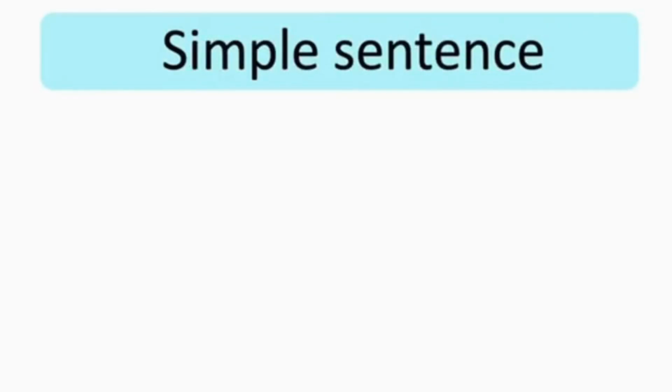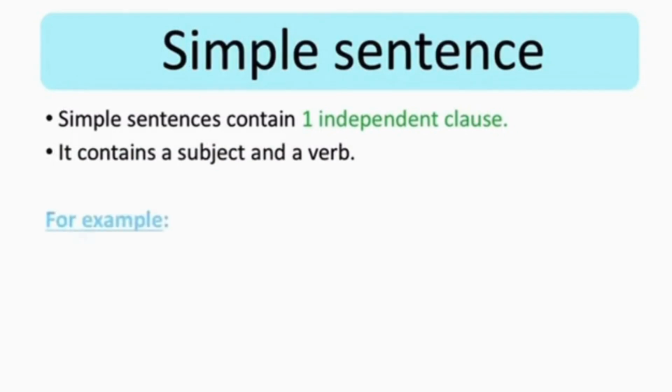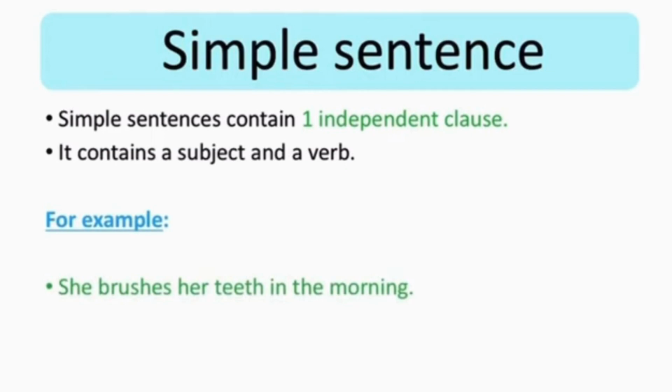Simple sentence. Simple sentences contain one independent clause. It contains a subject and a verb. For example, she brushes her teeth in the morning. The baby laughed.